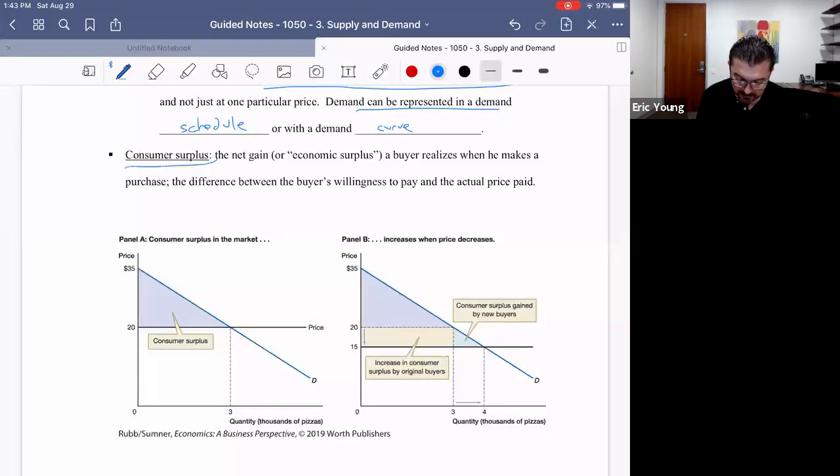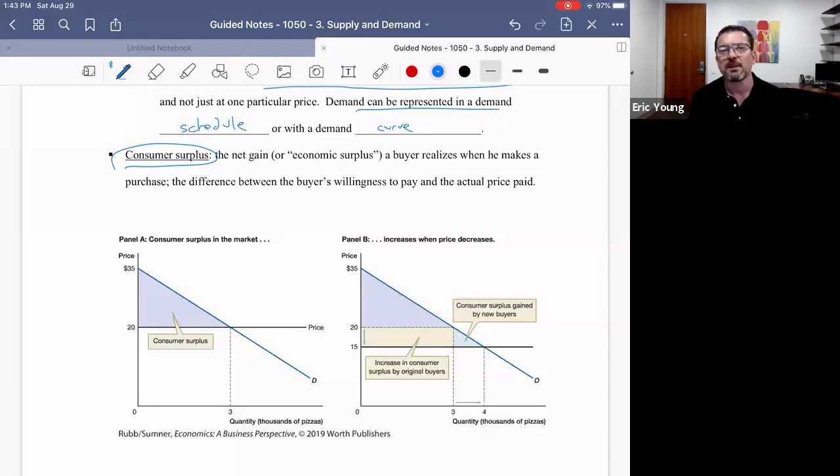The idea of consumer surplus. Now, we talked before, I think, with the Wu-Tang example, although you decided to buy shoes. I don't know why you would if you can go see Wu-Tang, but that's another issue entirely. We talked about the net gain, and we talked about economic surplus, and we tied that in later to the gains from trade.